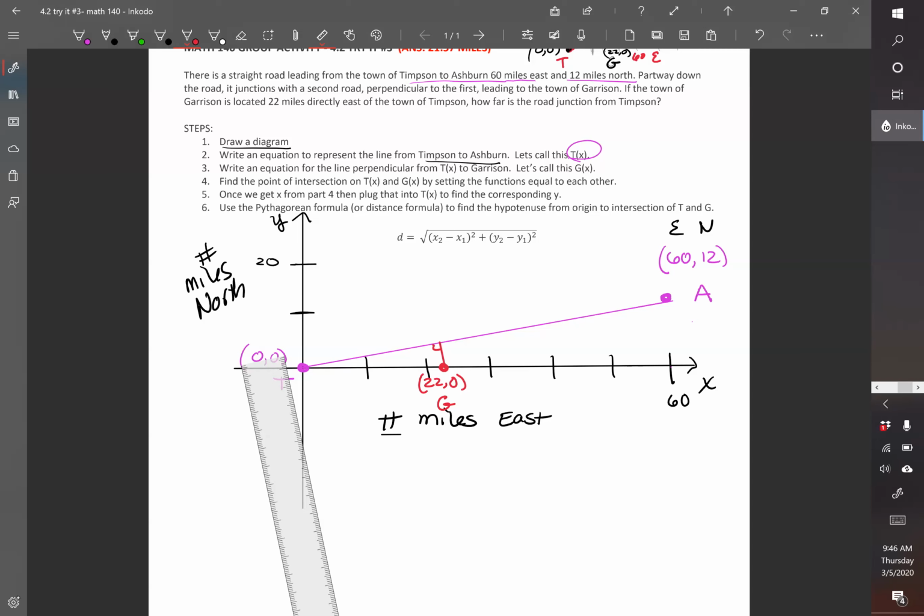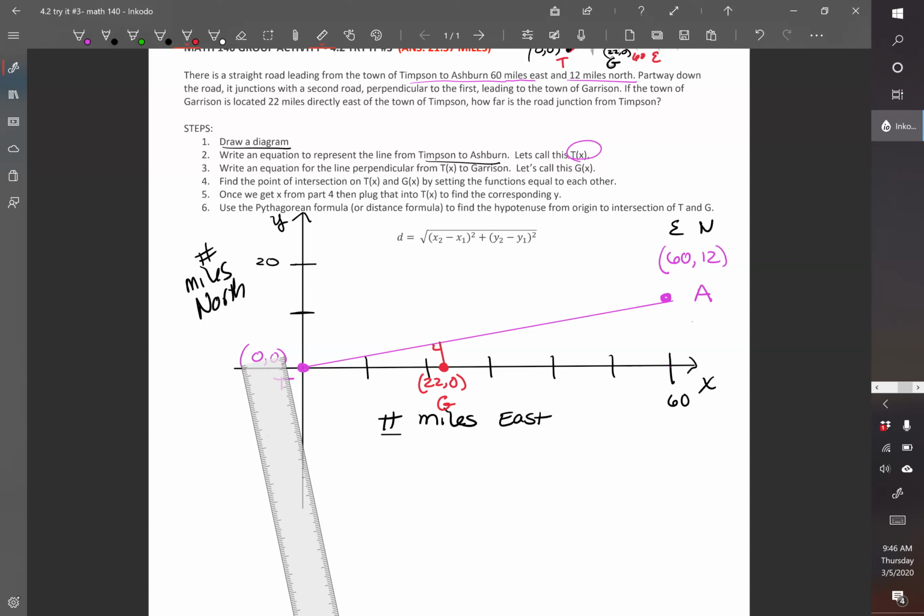And then this is the junction that we're interested in. So it's a tiny bit to the left of this 22. So it's not at 22. The X value is not going to be at 22, but it's going to be real close. And we can tell by the answer that this length will kind of tell us where that X is.